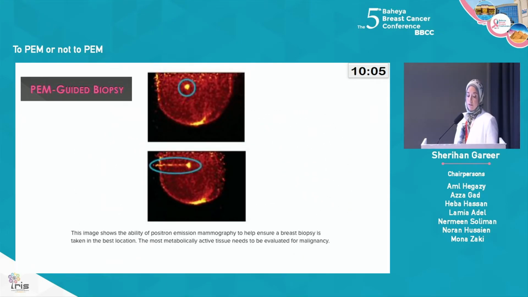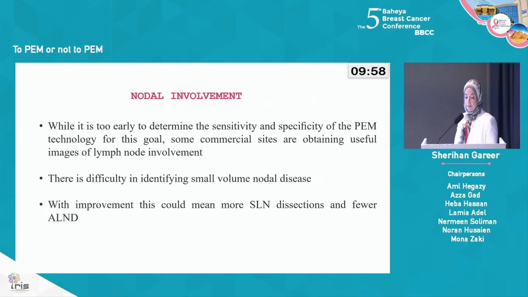This shows the ability of PEM to help ensure a breast biopsy is taken in the best location. The most metabolically active tissue needs to be evaluated for malignancy.